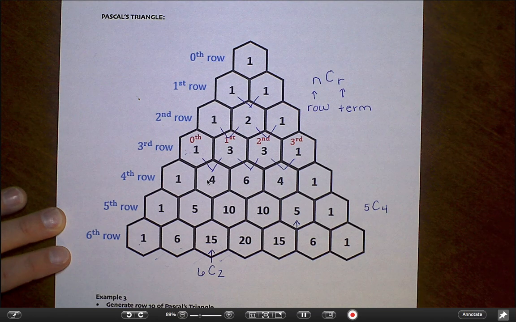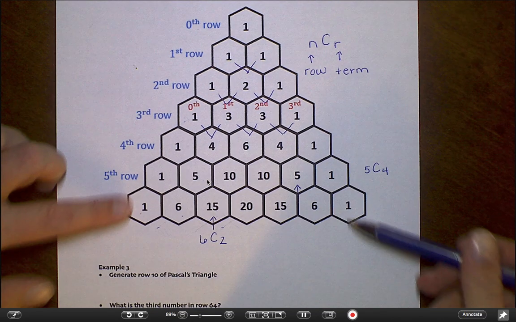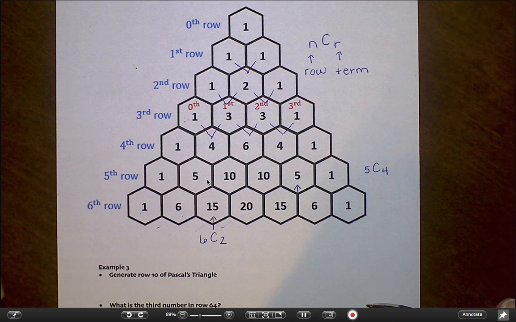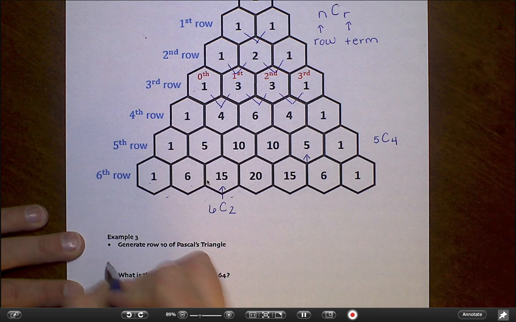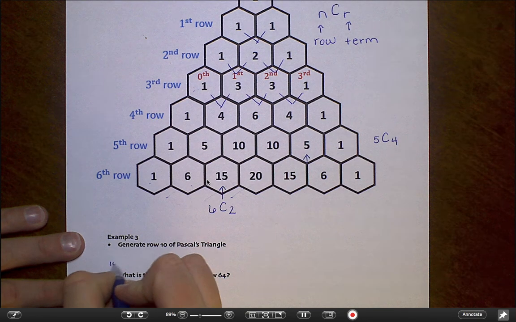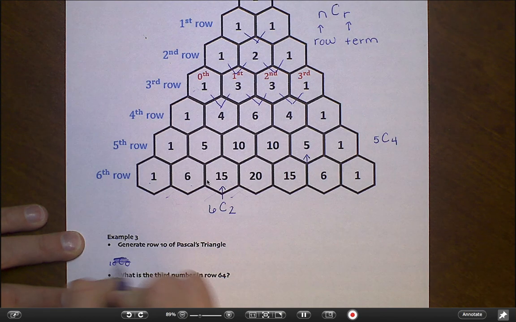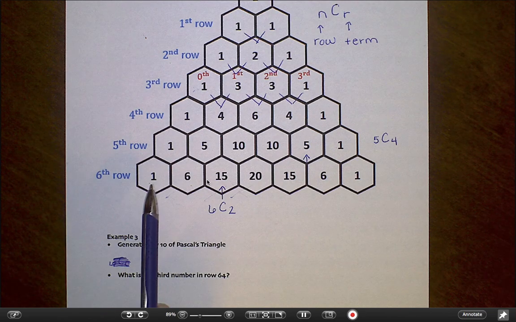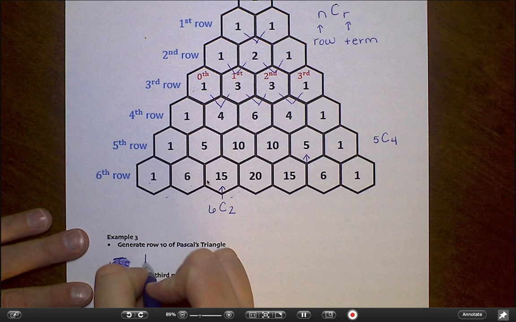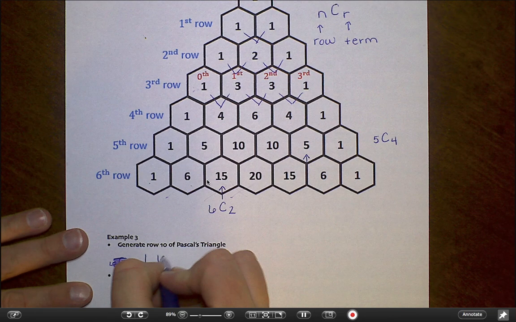So taking a look at this first example down here, it says generate row 10. We certainly could keep building this thing down to row 10 if we wanted to, but I'm hoping that you won't have to. So I'm going to generate row 10 by doing 10 choose 0. Before I start that, I should point out that we know how row 10 is going to start. It starts with a 1, and then the second term will be a 10.